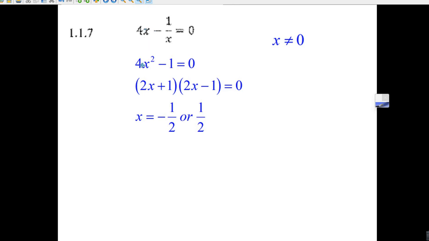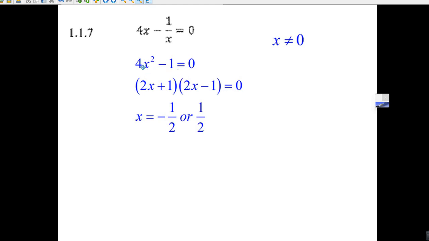4x times x is 4x squared. Minus 1 over x, the x's cancel. You get minus 1. 0 times x is 0. So we've got 4x squared minus 1. Well, let's put two brackets here. 2x times 2x gives me 4x squared. Plus 1 times minus 1 gives me minus 1. Hey, does it work? Yeah, because minus 2x plus 2x equals 0.